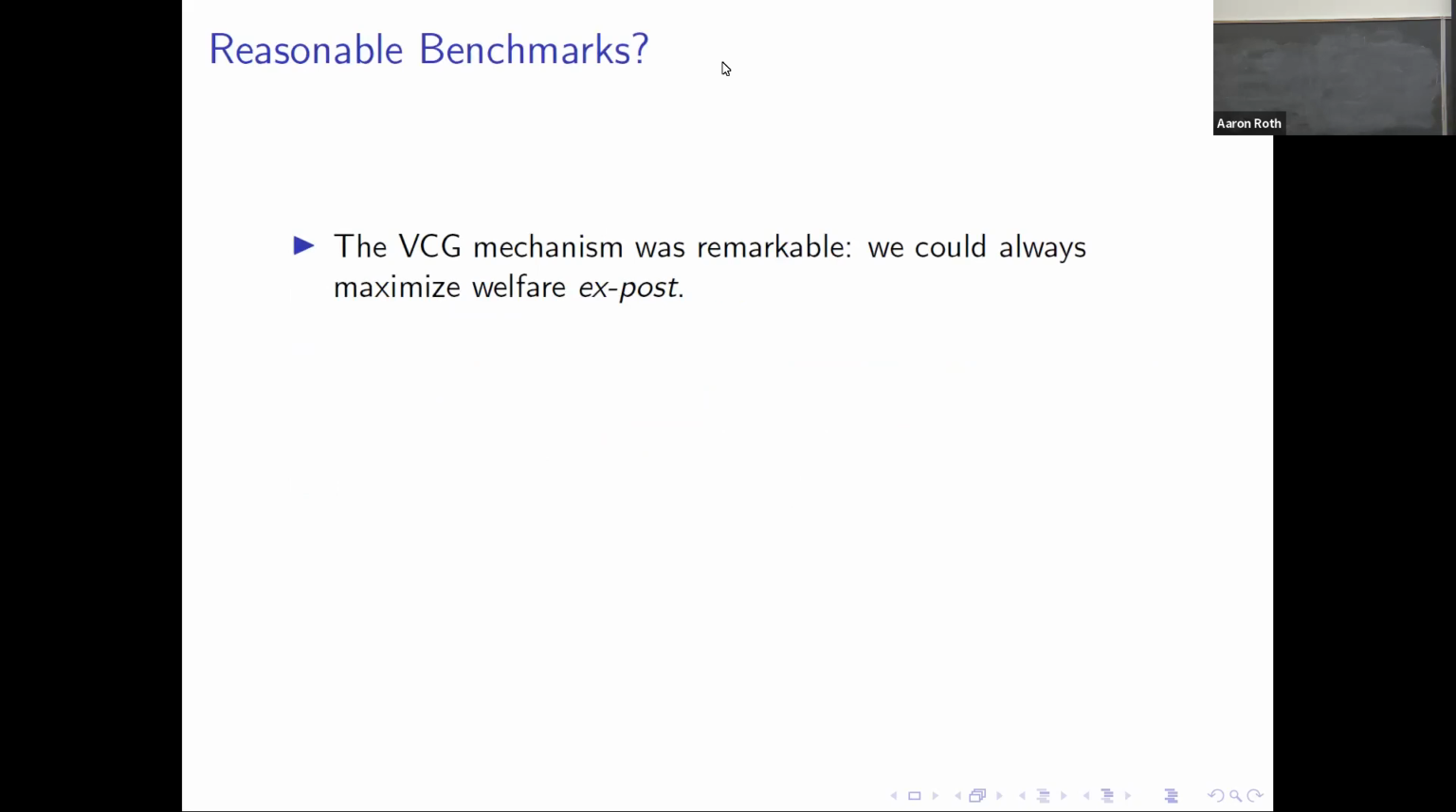So let's think about benchmarks for a moment. The VCG mechanism was remarkable in that it was welfare maximizing even ex post, by which I mean we didn't have to say, okay, here's a distribution on bidder valuation functions and we maximize welfare somehow on average. We could really say, in the worst case over what the actual bidders would turn out to have as their valuation functions, on every single instance, pointwise, we just find the welfare maximizing solution and we do it in a truthful way.